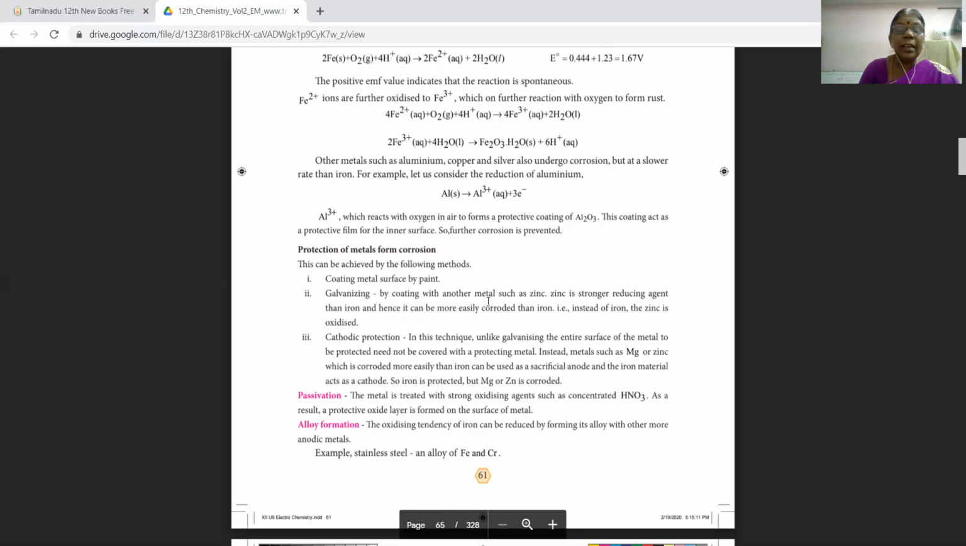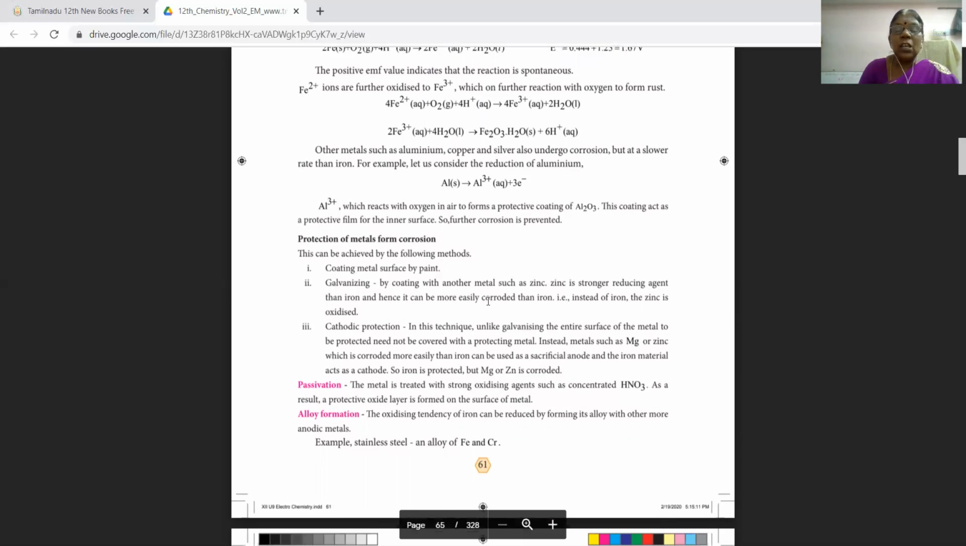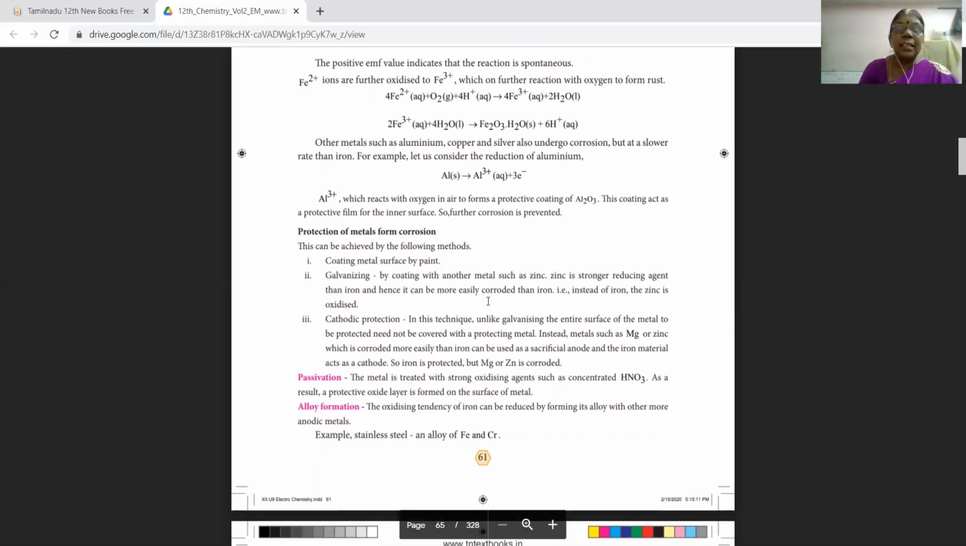Zinc is a stronger reducing agent than iron, and hence it can be more easily corroded than iron. That is, instead of iron, the zinc is oxidized. So galvanizing is nothing but the iron metal being coated by zinc. Why? Because zinc is a stronger reducing agent. So instead of the iron, the zinc is oxidized first, and it protects the iron.